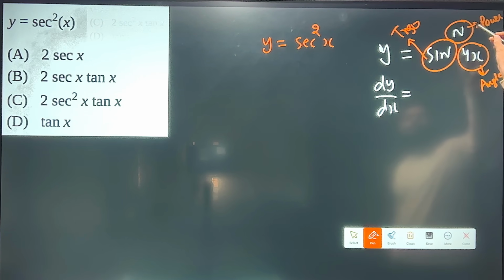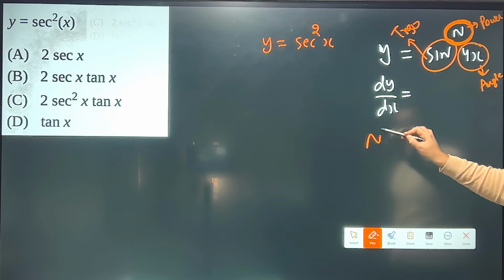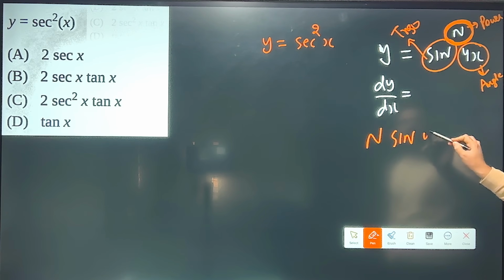First of all, we do differentiation of power. Always try with power first. How to do differentiation of power? Power differentiation is very easy. Power will come ahead, and the rest all will remain the same. The trigonometric function will remain the same, the angle will remain the same, and we just need to subtract one from the power.